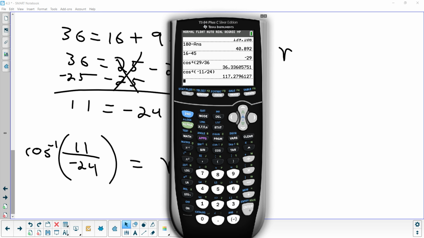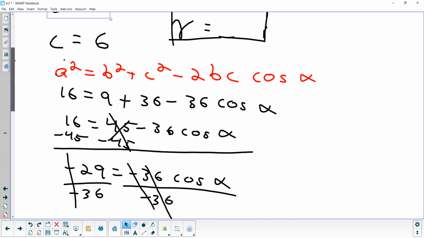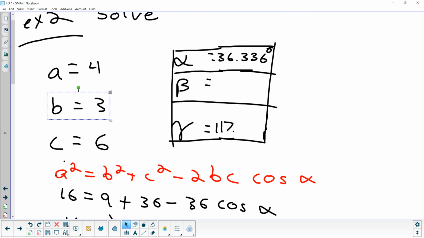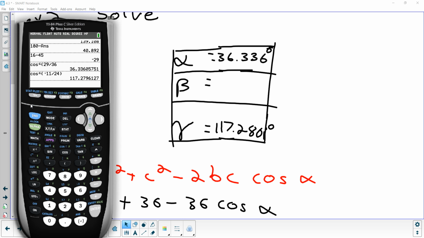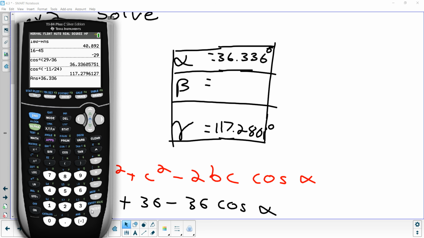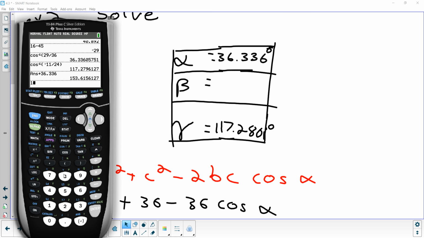All right, that's 117 points. That's going to round up to 280. Now, beta, that's the easy one. We already have two of the angles. Just add them up and subtract from 180. So I've got that. 180 minus that answer is 26.384.